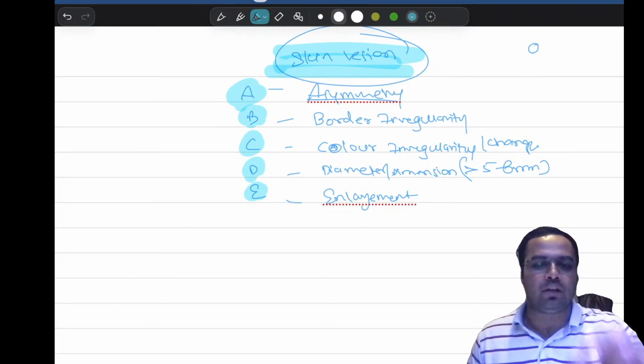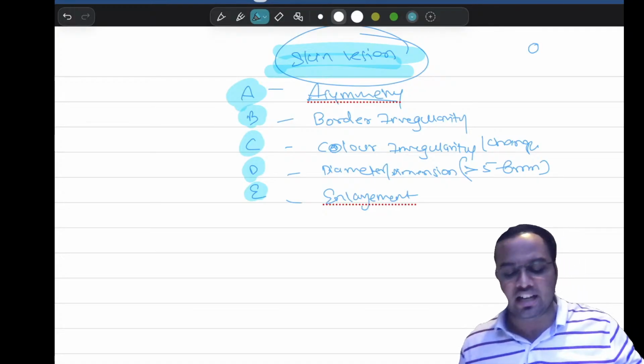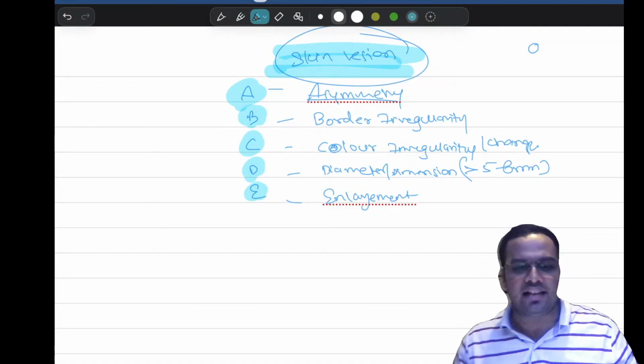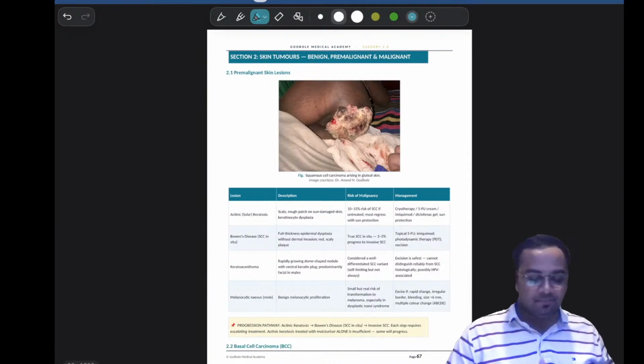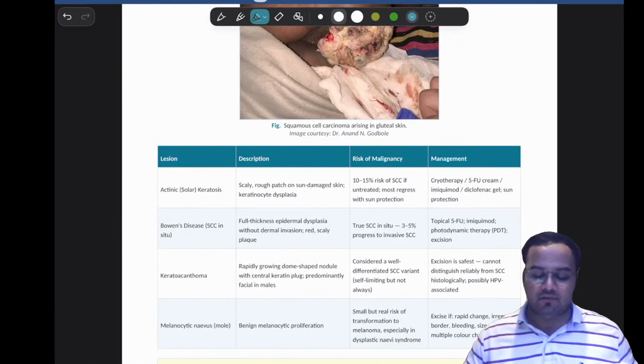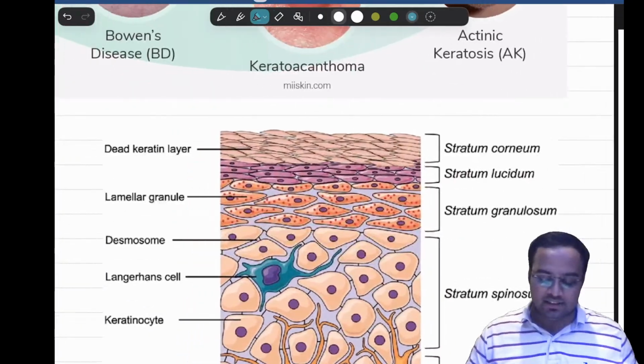If these things are looking positive, then you might need to further investigate the patient, or there are high chances that the disease is going to be benign. So what happens is, you know that we have already seen the diagram of the skin. So this is the diagram of the skin.